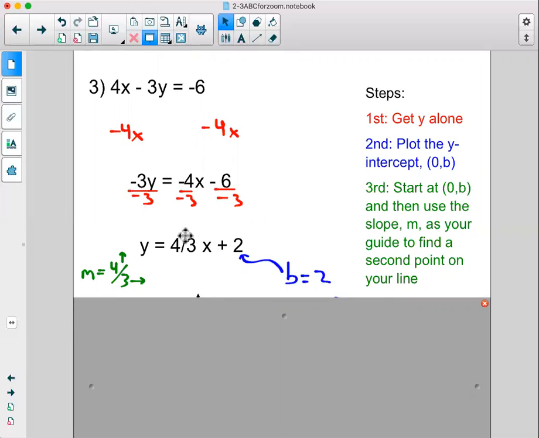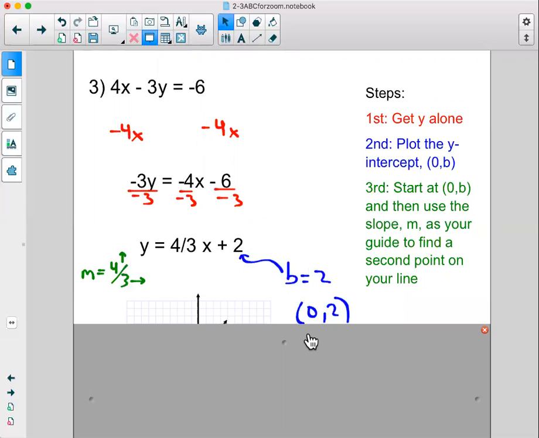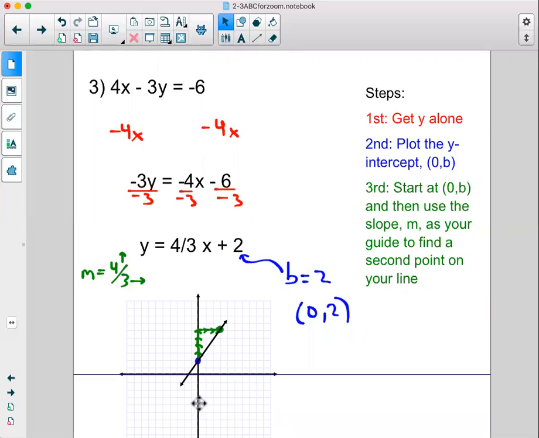And so now we see the slope is 4 over 3, or up 4 over 3, and we see the y-intercept. b is 2, so the y-intercept is (0, 2). We plot that first. And then from that y-intercept, we're going to go up 4 and over 3 to get our second point. And then we connect the dots, and there's our sketch of our graph.